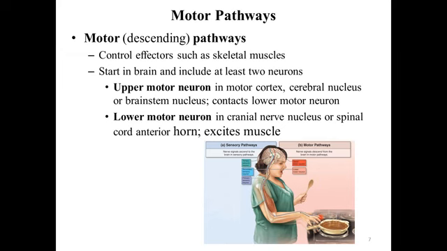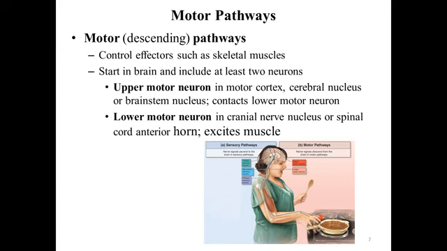Motor pathways are descending pathways. That is, they carry signals from the brain to the body and control effectors, which are muscles and glands. Each pathway includes at least two neurons, an upper motor neuron and a lower motor neuron. The cell body of the upper motor neuron is in the brain, either the cerebrum or brainstem, and synapses with a lower motor neuron. Brain injury can damage upper motor neurons.